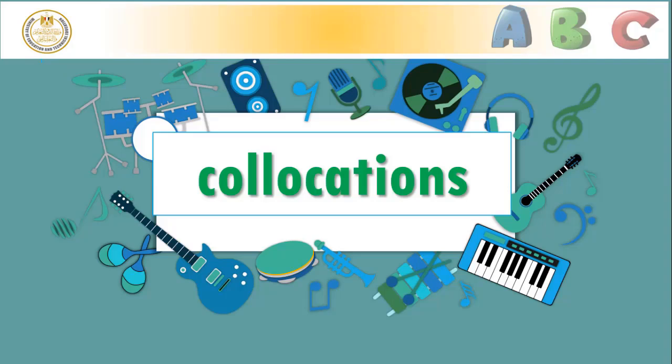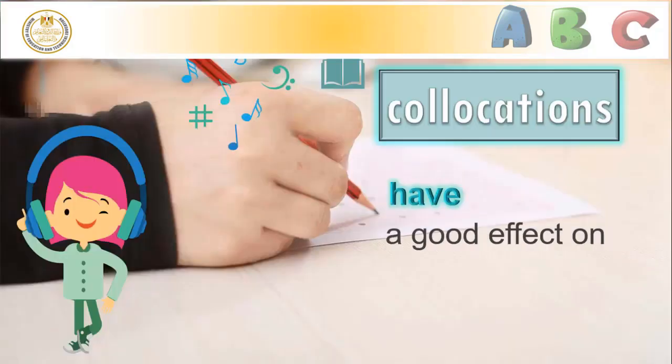And collocations, as we know, means الكلمات التي تتوافق مع بعض الأفعال وتعطي معنى مميز. مثل have a good affect. When we want to know the meaning of have, what's the meaning of have? Have معناها يمتلك. A good affect on. طبعا affect هي تأثير. When I say a good affect, تأثير جيد. طب لما أقول have a good affect, هل معناها يمتلك تأثير جيد؟ أكيد مش هنقولها كده. لكن بنقول لديه تأثير جيد على.